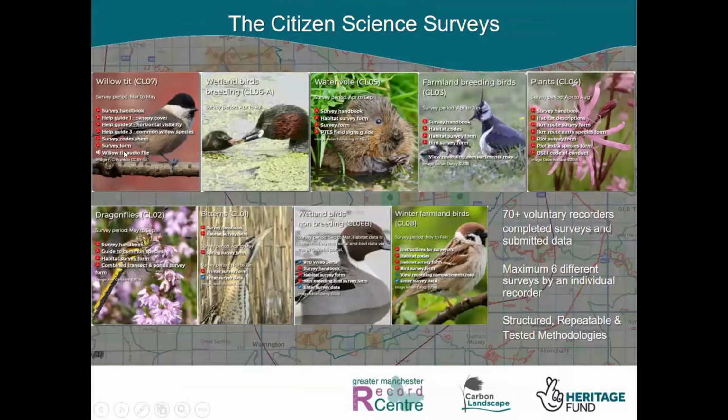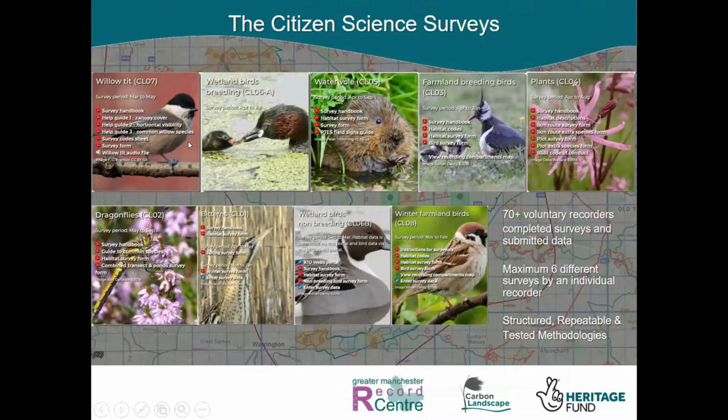Okay, so to come on now to the citizen science surveys themselves, we launched the project in 2017, so it's been running for just over 3 years. We've basically got 9 different surveys which cover a range of species, but the thing that links these all together is that they are all quite endangered species. They're either priority or protected.